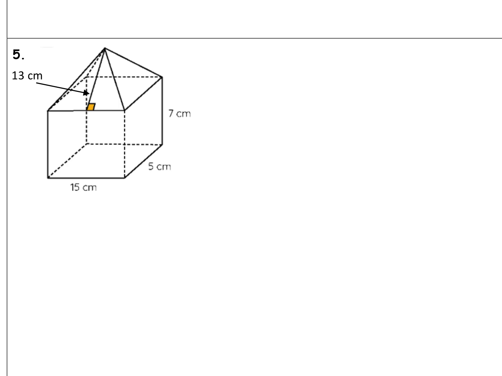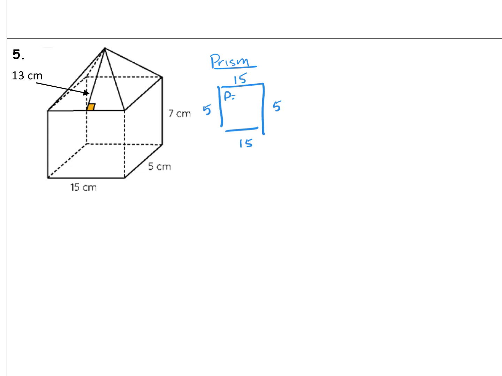Okay, on number 5, this is kind of like what we did the other day. This is 2 different shapes stuck together. So we have a rectangular prism and we have a pyramid. So let's concentrate on the prism first. So we're going to do our groundwork. We're going to find our little pieces here. So this is a 15 by 5 by 15 by 5.